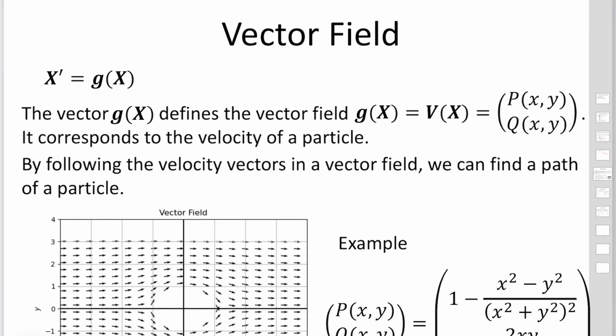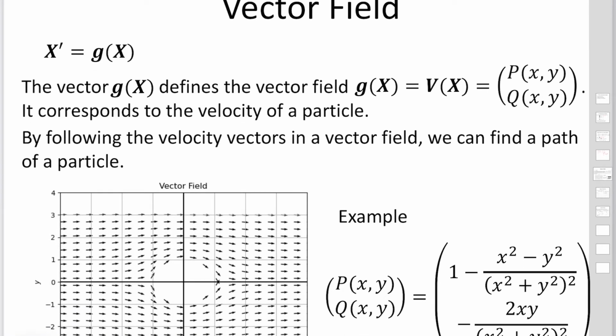Now I'd like to move to the next topic, the vector field. So we consider the derivative of the X vector equals g. Especially, we'd like to consider the case of two dependent variables x and y. So d dt of (x, y) equals, this corresponds to the velocity, (v sub x, v sub y). This is equal to the g vector, which is expressed as capital V, (P, Q). So capital P is a function of x and y.